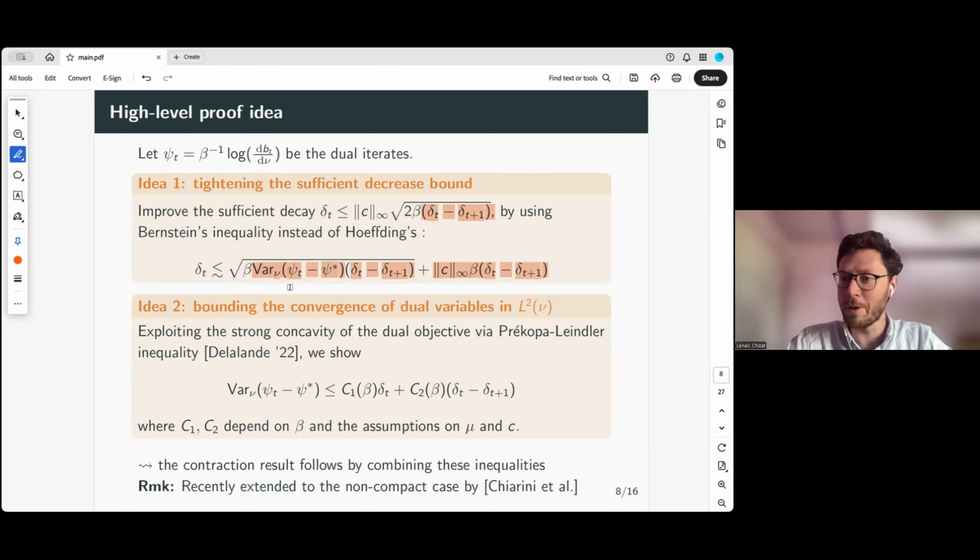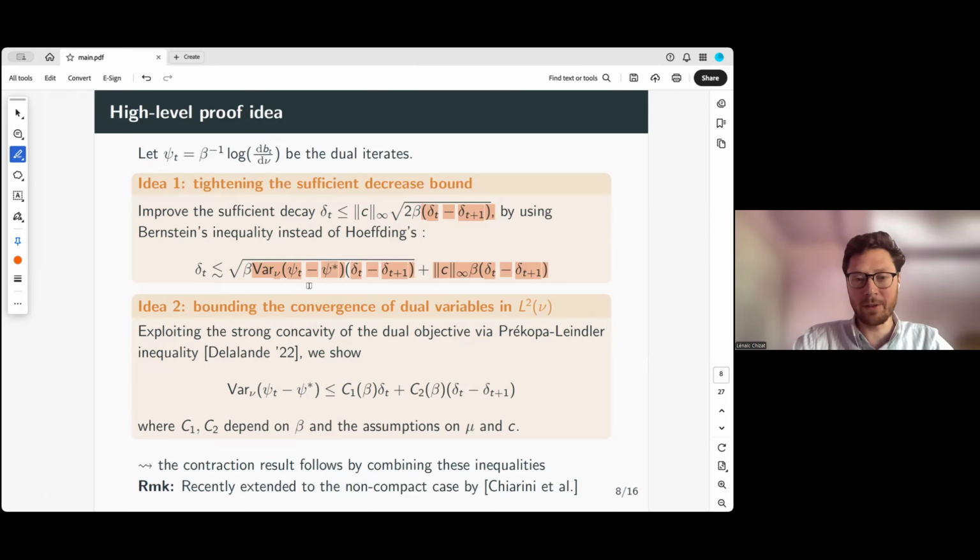And since this is the distance to the solution in the dual iterates, what we want is some strong concavity of the dual problem. And for this, we exploit some ideas that have been proposed by Alex, our co-author, in a previous paper, that give strong concavity estimates of the dual objective, which are polynomial in beta rather than exponential. So the exponential ones are easy to get, but the polynomial ones are very subtle, and they follow from the Prékopa-Leindler inequality, some results in functional analysis.